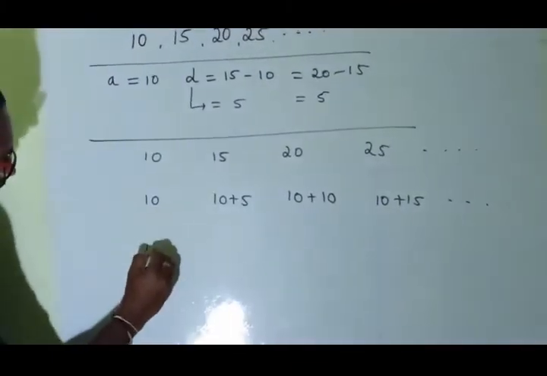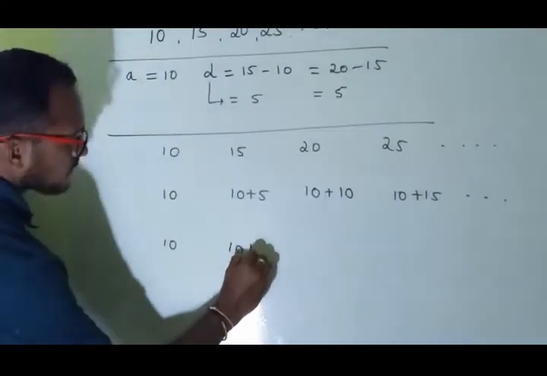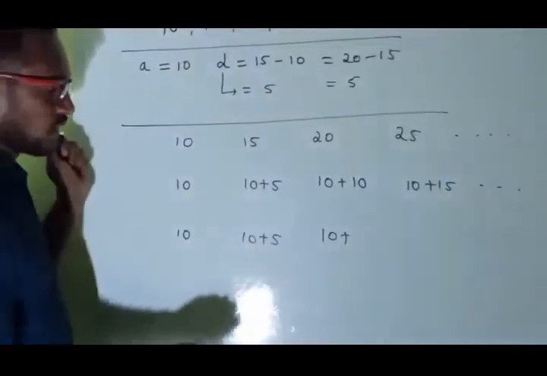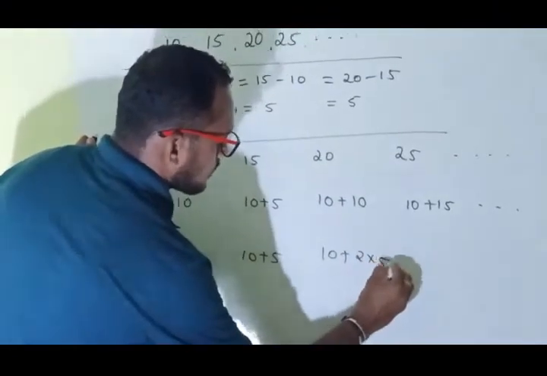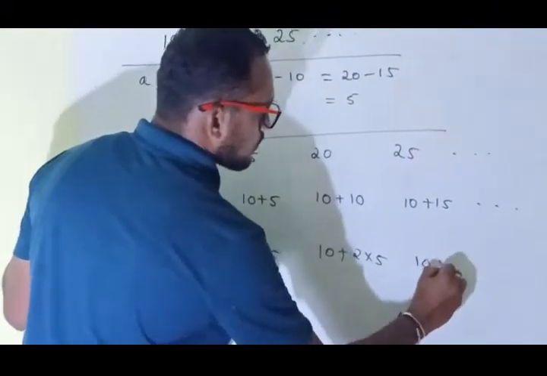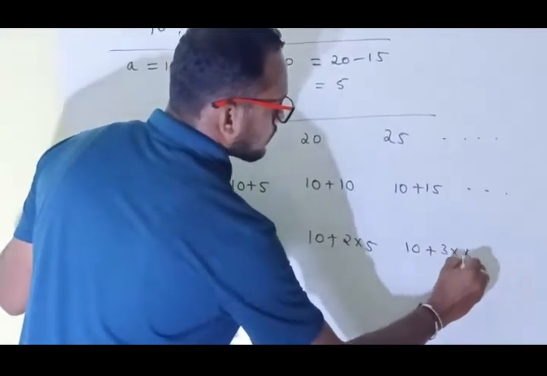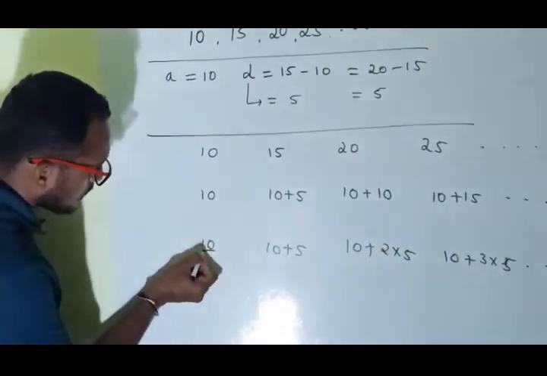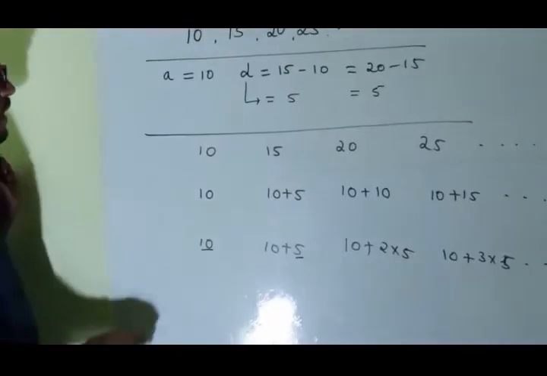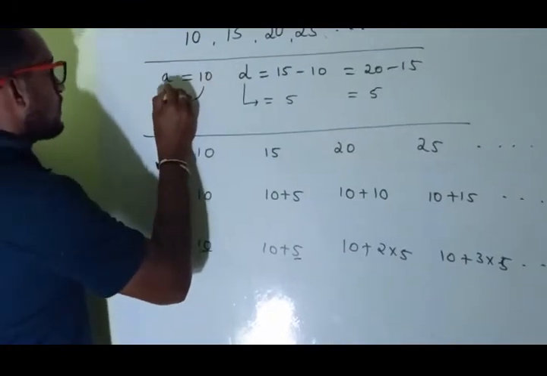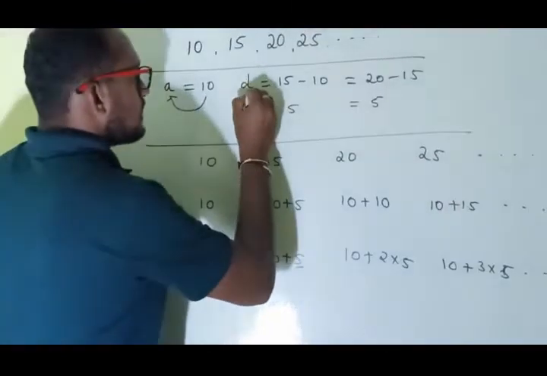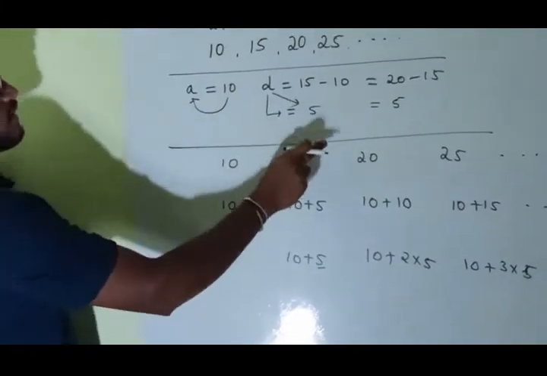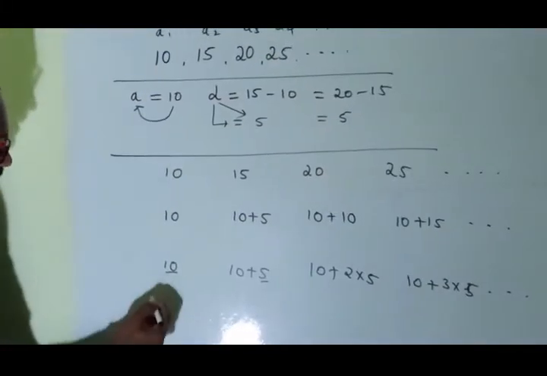Now 10 I'll write as it is. 10 plus 5 I'll write as it is. For 10 plus 10, I can split it as 10 plus 2 into 5. And the last one, 10 plus 3 into 5, and so on. Here you have to notice what that 10 and 5 actually stand for. The 10 stands for the first term which represents A, and D stands for 5, which means just replace 10 by A and 5 by D.